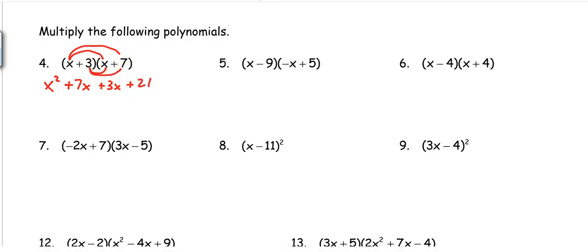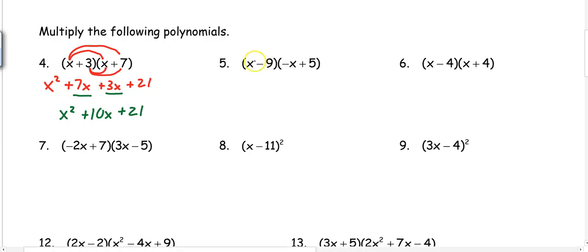Now, in this case, notice that you have two x terms. You have 7x and 3x. Because those are like terms, they get combined together. So this becomes x squared plus 10x plus 21. Remember, you are only combining like terms. So in this case, you're only combining the x's.